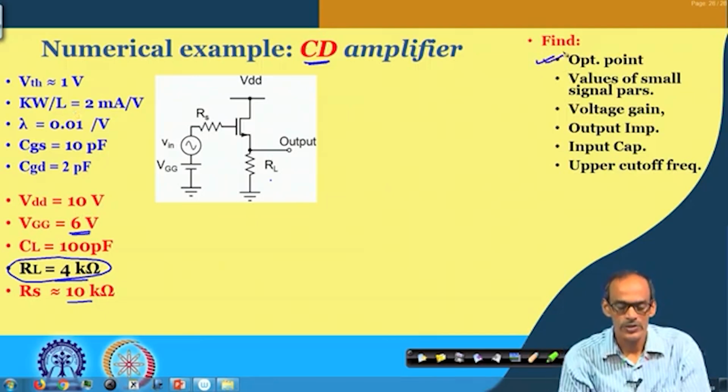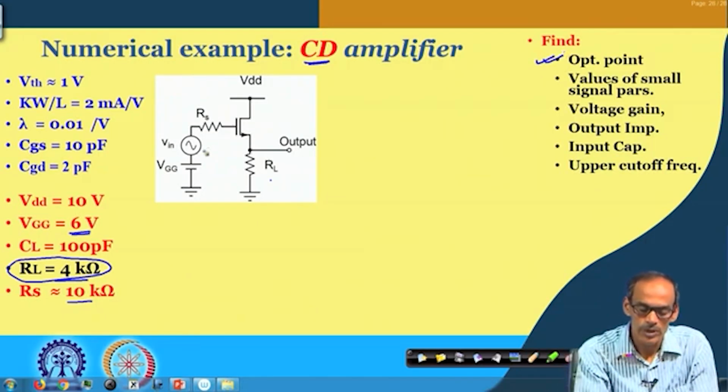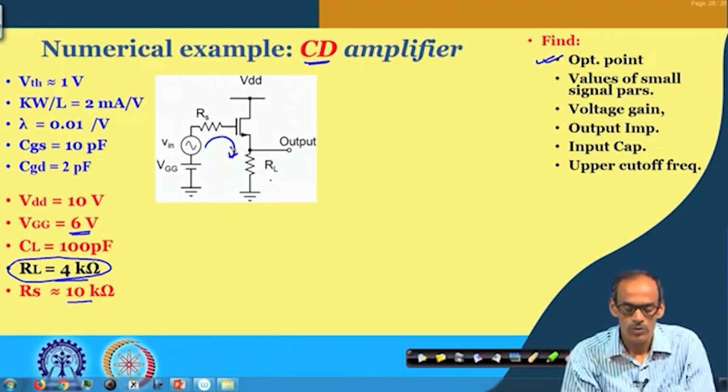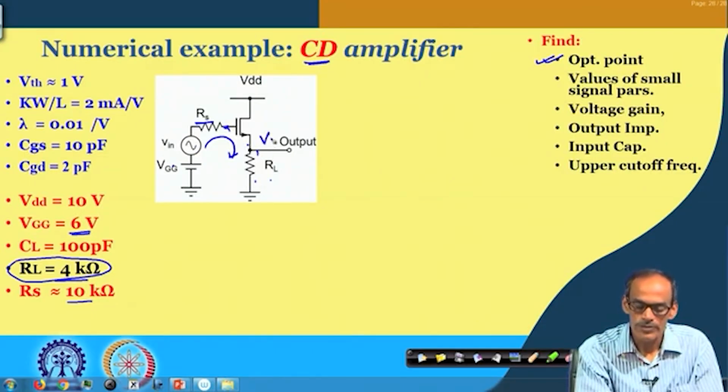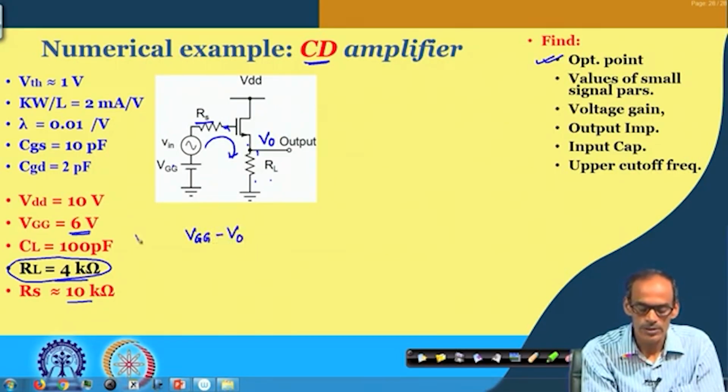Since this part is tricky, let me explain it to you. The rest of the things you can probably do yourself. If I consider this loop, the drop across this R S is 0, so the gate voltage comes directly here DC wise, and then we have the V G S and the IR drop. If I call this V O, the output voltage, then V G G minus V O is essentially V G S of the transistor.